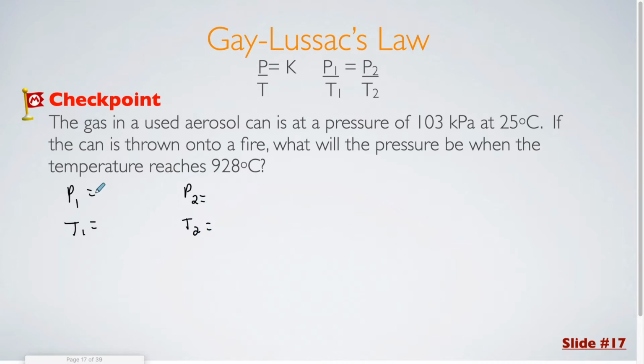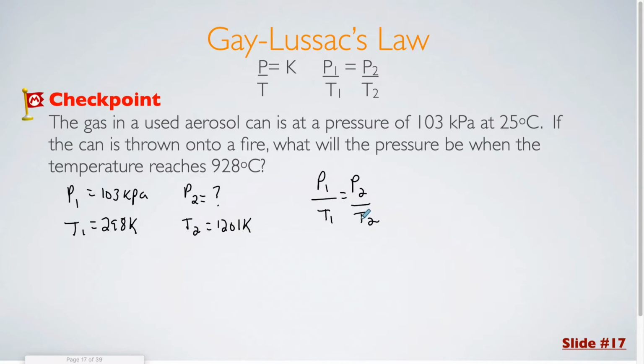My initial pressure was the 103 kPa. My initial temperature is 25 degrees Celsius, but I can't use Celsius here. So I'm going to add 273 to get 298 Kelvin. My second pressure is unknown, that's what I'm trying to solve for. And my second temperature, I have 928, and I have to add 273 to that. So it's going to be 1201 Kelvin. I identify my law. This is a Gay-Lussac's law question, so I have P1 over T1 equals P2 over T2.